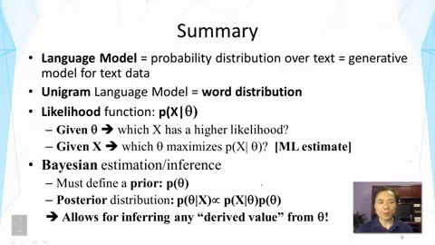We also talked about Bayesian estimation or inference. In this case, we must define a prior on the parameters, p of theta, and then we're interested in computing the posterior distribution of the parameters, which is proportional to the prior times the likelihood. And this kind of distribution would allow us then to infer any derived values from theta.